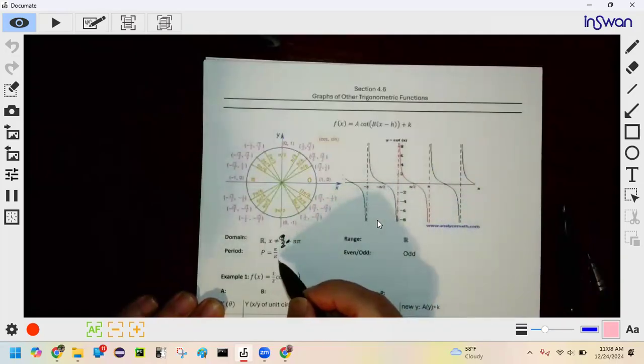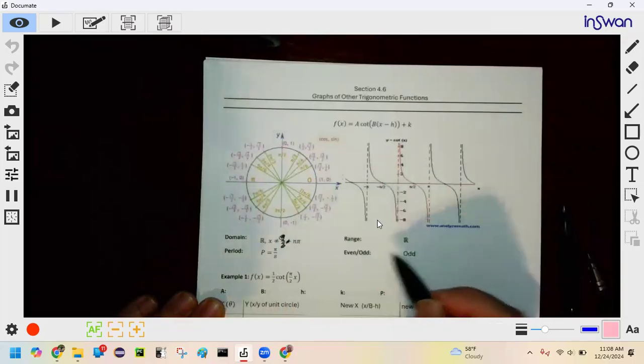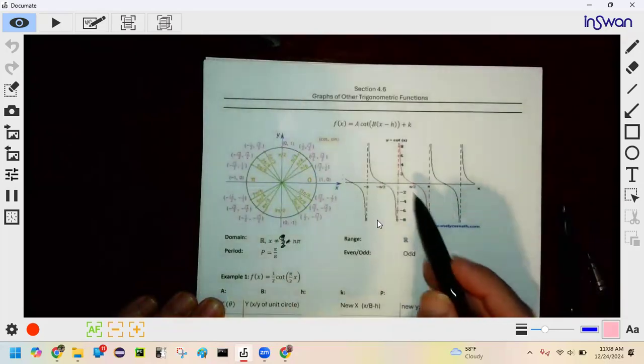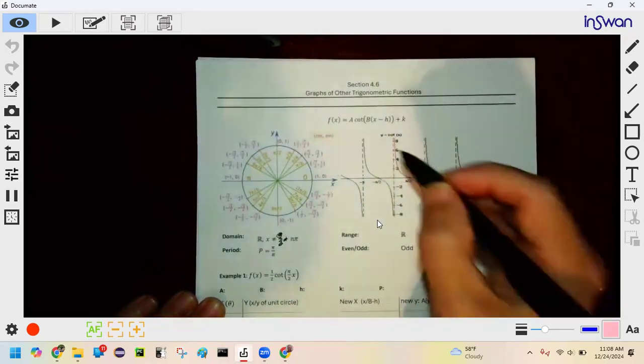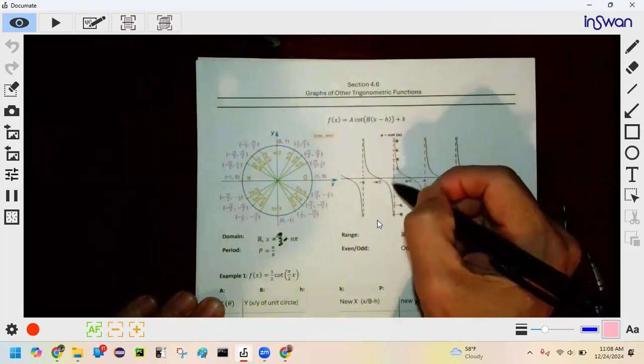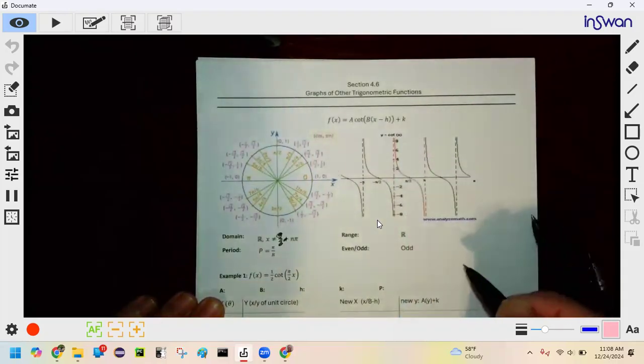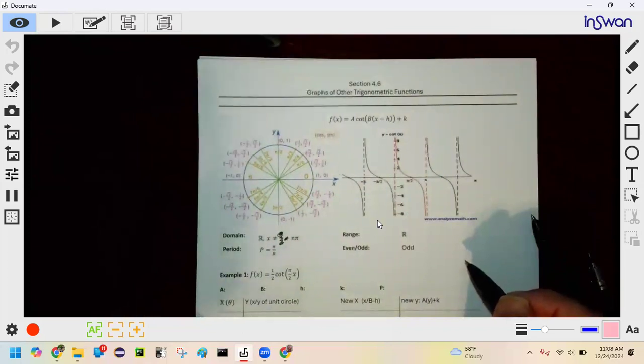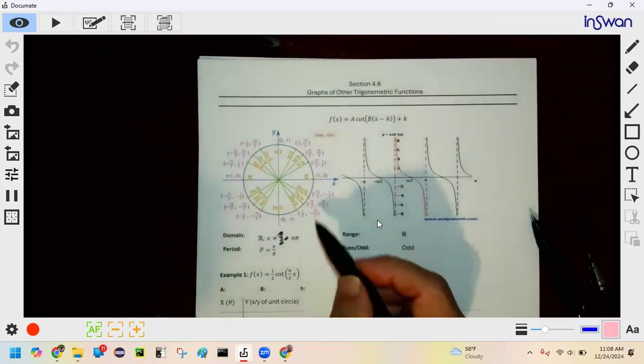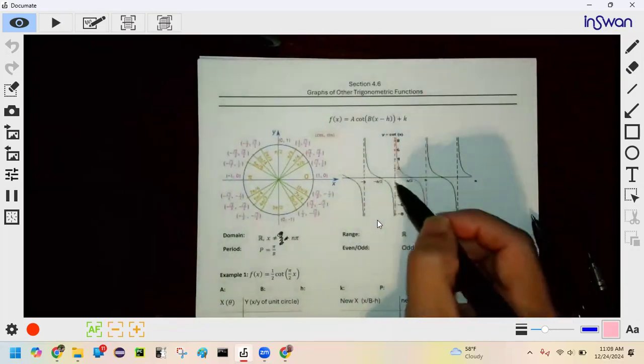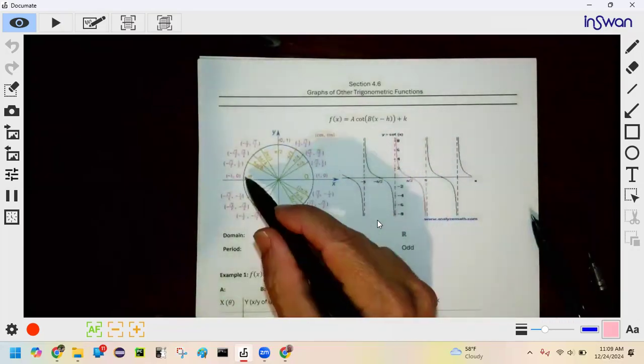Period is still the same. Period is still pi over b. Range is still all real numbers. It's going to also be an odd function because if I reflect over and reflect down, I wind up on the same part of the graph. So both of these are odd functions. But like I said, our numbers come from different spaces. So we're going to start at 0 and go around to pi right here.